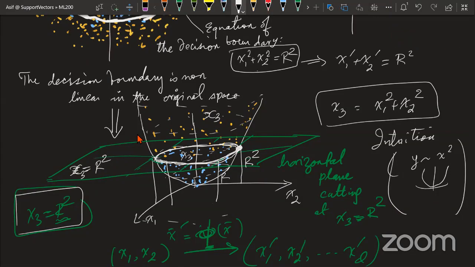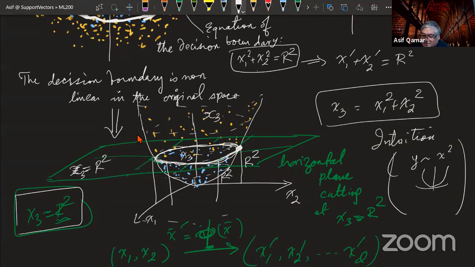On this horizontal plane, every single point is at the same height from the ground, the ground made up of x1 and x2, isn't it? And so all the points on the parabola, the decision boundary points, wherever this plane cuts the parabola, the whole decision boundary is at height r squared, because every point on this plane is at a height of r squared.